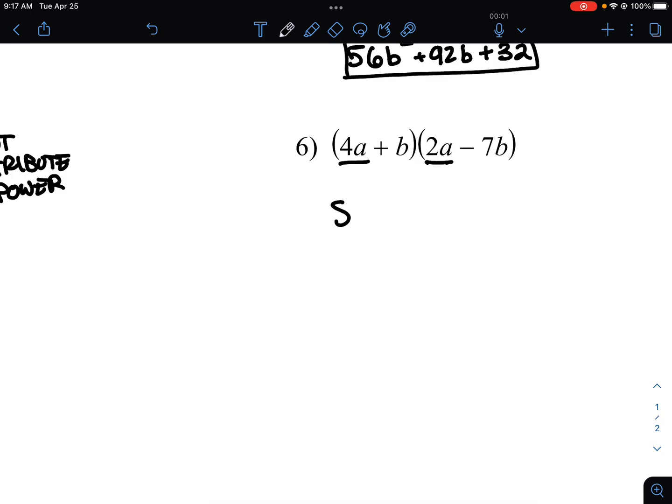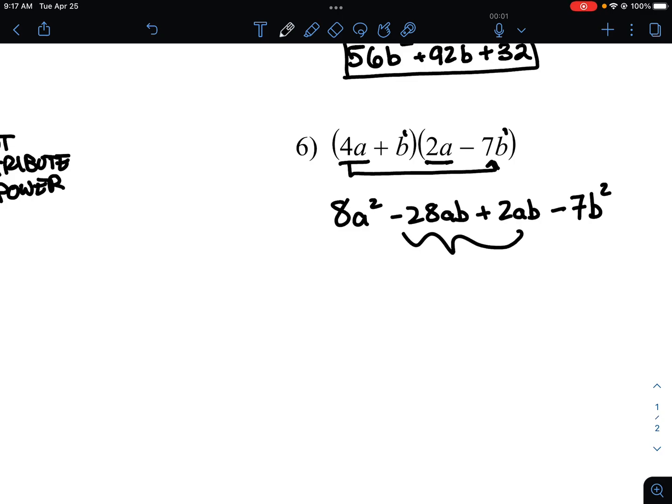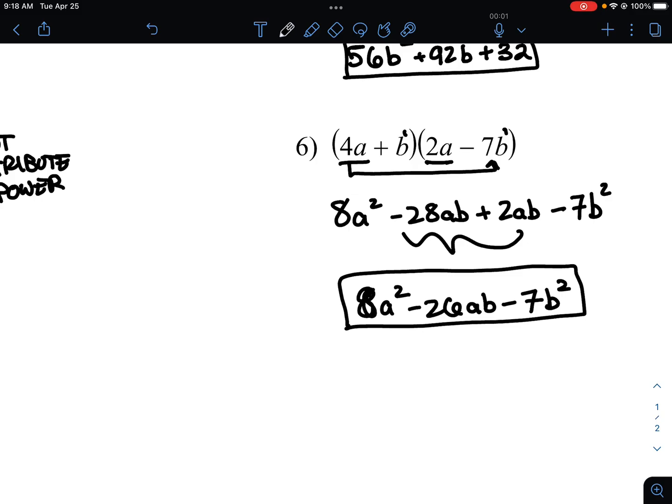First times first, so 8a squared. Outers, minus 28. A times b, so we have another variable. That's okay. Plus 2a times b. It's okay to rewrite those. And minus 7b squared. B squared because b to the first and b to the first. AB's can add together. 8a squared minus 26ab and minus 7b squared. Okay, so good old FOIL with extra variables.